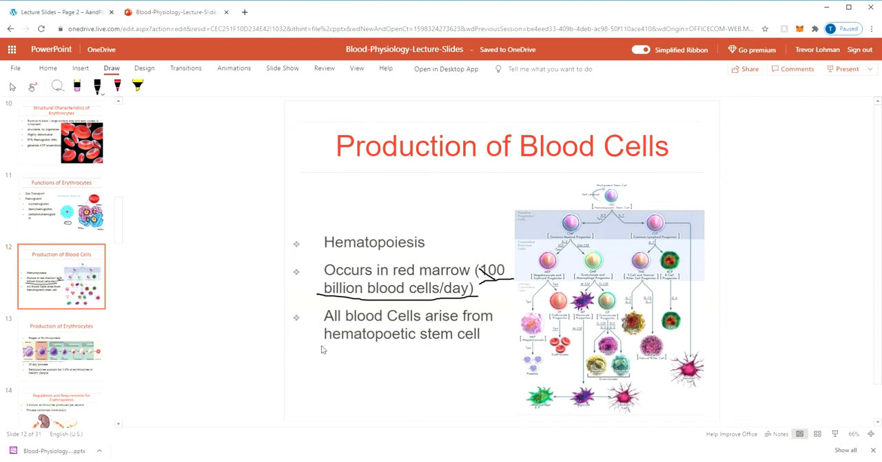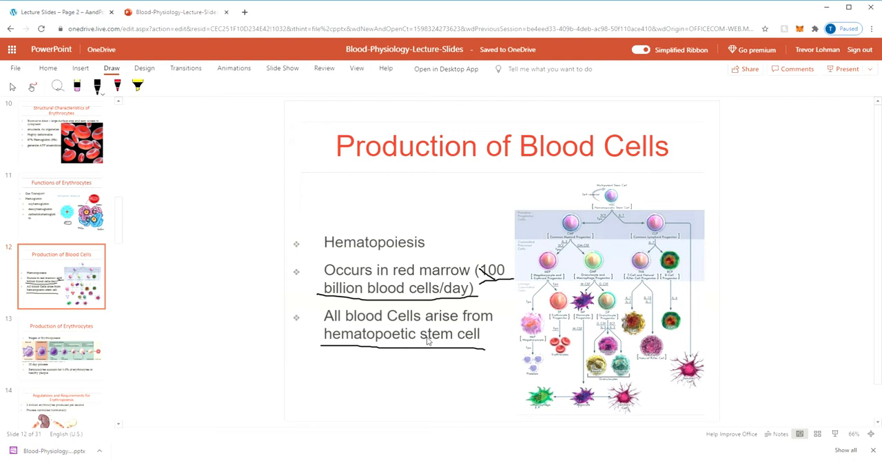All blood cells arise from a hematopoietic stem cell. So you'll see if you continue your studies of physiology, stem cells are very interesting. You have what's called a multipotent stem cell or an omnipotent stem cell. That stem cell can become just about anything.